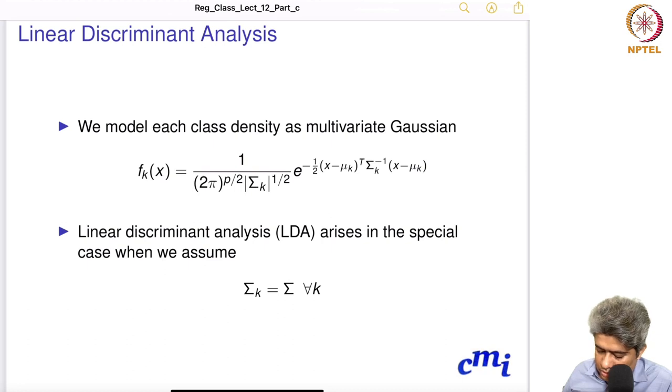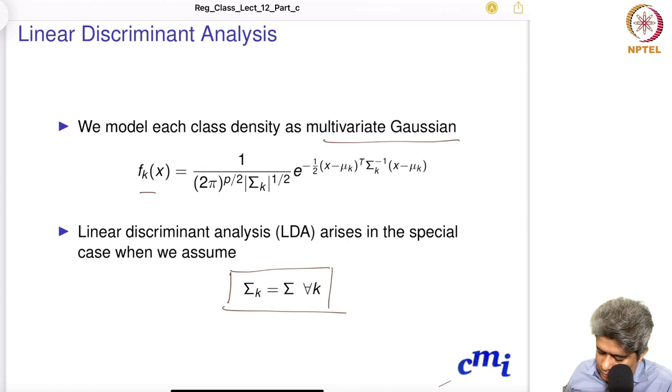If you model the class density as multivariate Gaussian, and for each class you assume the covariance matrix is the same, which is basically the homoscedasticity assumption, then the resulting solution will be linear discriminant analysis.